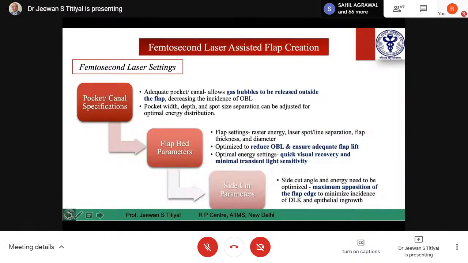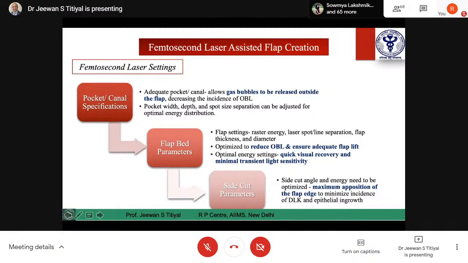Once you talk about femtosecond laser flap making, there are three important aspects for that. The first, as I showed, is canal formation or canal creation. There has to be a specific parameter for that, because if the canal is not prepared well, you're going to have an OBL formation. That is opaque bubble layer formation. If it comes to the pupillary area, then your results are going to be different. Then you have flap-based parameters. That is the size of a flap, the spot size, line separation, flap thickness, flap diameter, which have to be assessed accurately. As we discussed, it will depend on the type of refractive error you are treating. That means if you have higher cylindrical values or a larger pupil size, accordingly you can change the ablation profile.